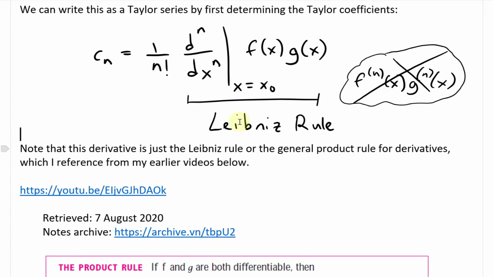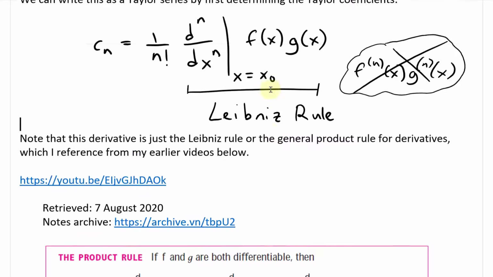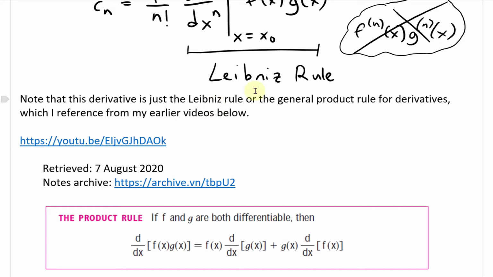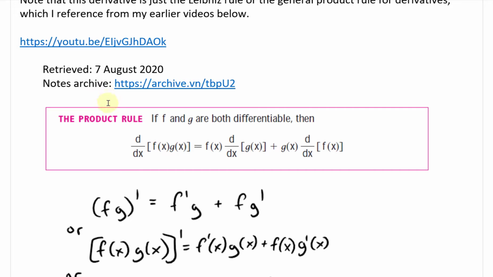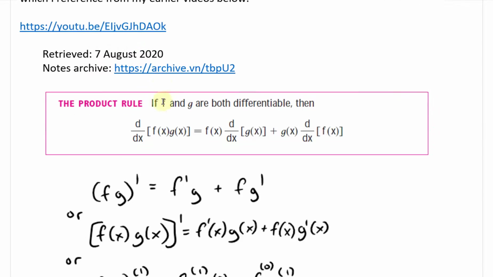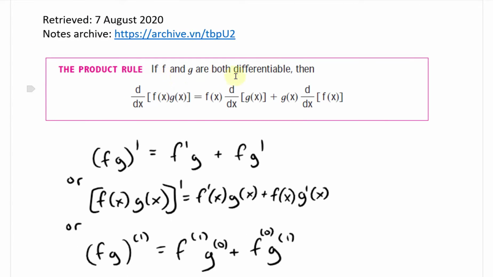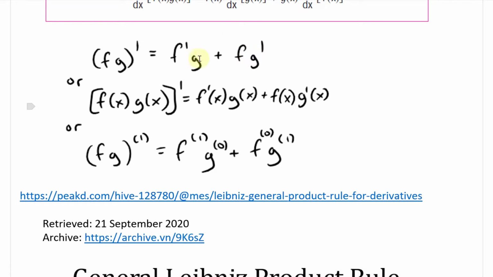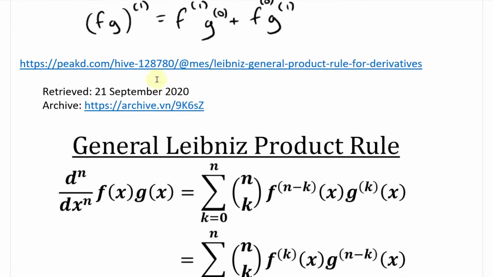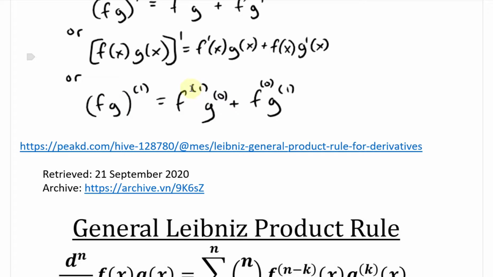And this is the one I proved in my earlier video, a very recent video on the general product rule. So here's from my earlier video, from the product rule from a while ago. If f and g are both differentiable, then the derivative of f of x times g of x equals f times the derivative of g of x plus g times the derivative of f of x. So you just alternate the derivative and the regular function, like that. You could write it in many different ways.